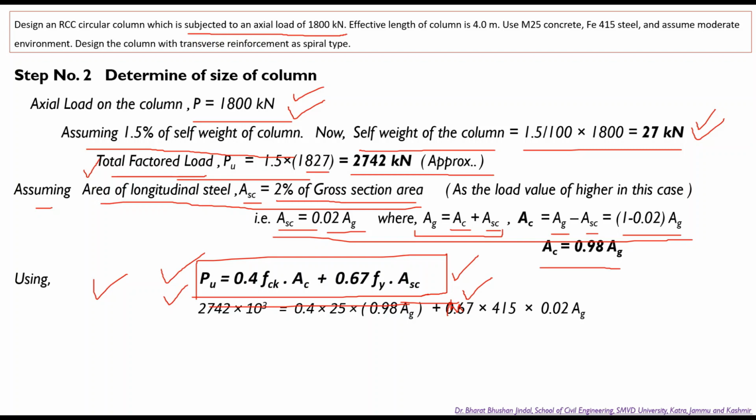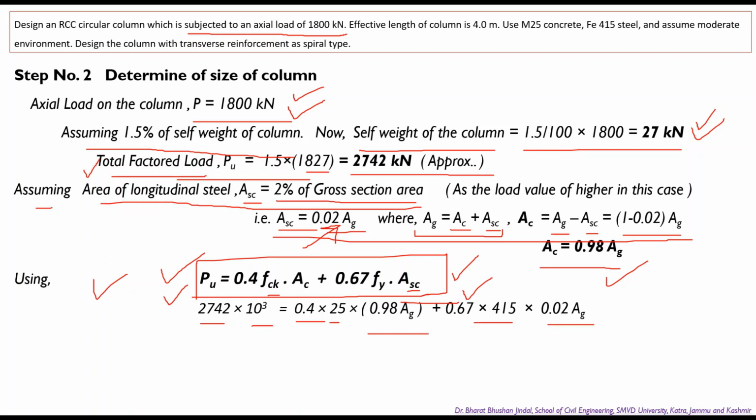So putting in the information we have collected, PU is equal to 2742 kN, so multiply by 1000, and that will be equal to 0.4 into, let me remove this so that you can be clear. So 0.4, and FCK comes out to be 25, because the grade of concrete we have chosen is M25, and the area of concrete we can pick from this value, that is 0.98 AG, and this is 0.67. 0.67 is the factor, and FY is 415, and the area of steel, longitudinal steel, we have assumed to be 0.02 of AG, that means 2% of the cross section area.